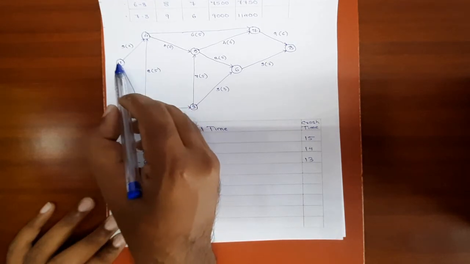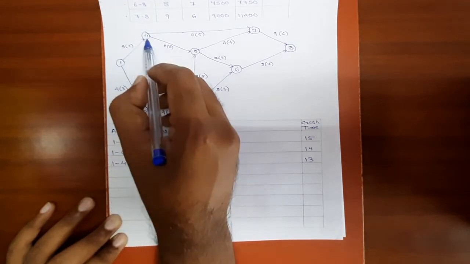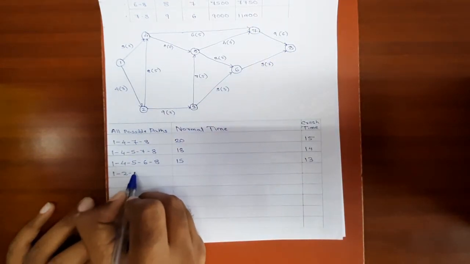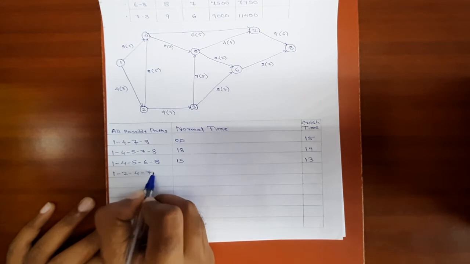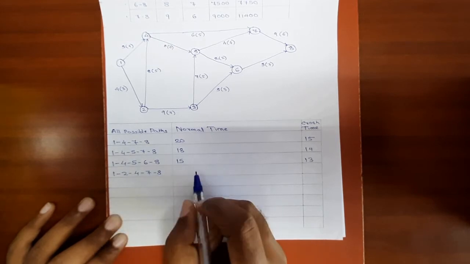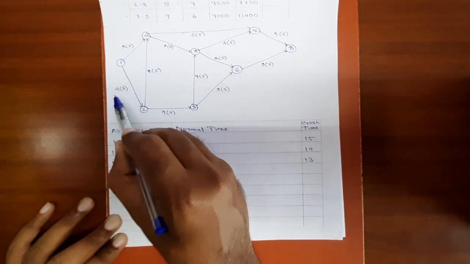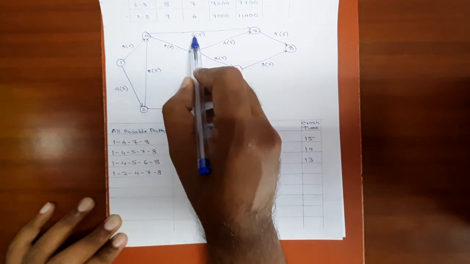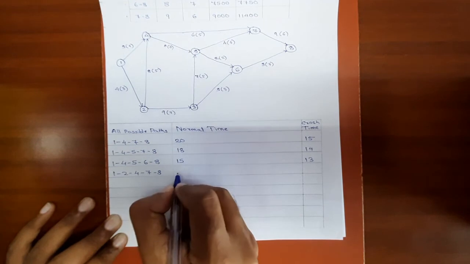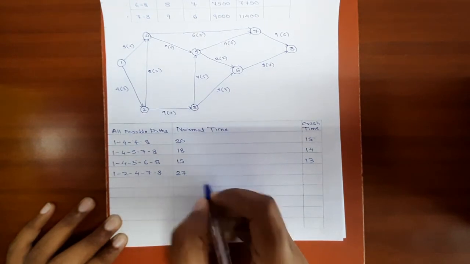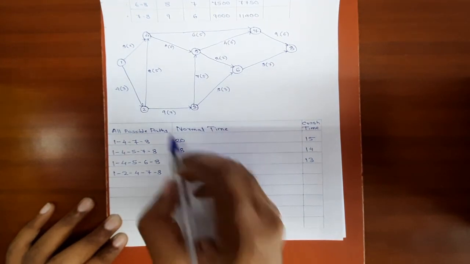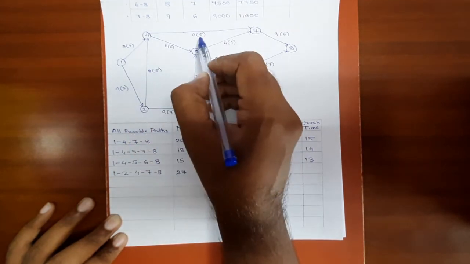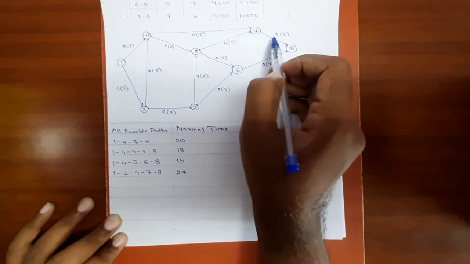The next path will be 1, 2, 4, 7, 8. The normal duration for this path will be 4 plus 8 is 12, 12 plus 6 is 18, 18 plus 9 is 27. The crash duration will be 3 plus 5 is 8, 8 plus 5 is 13, 13 plus 6 is 19.